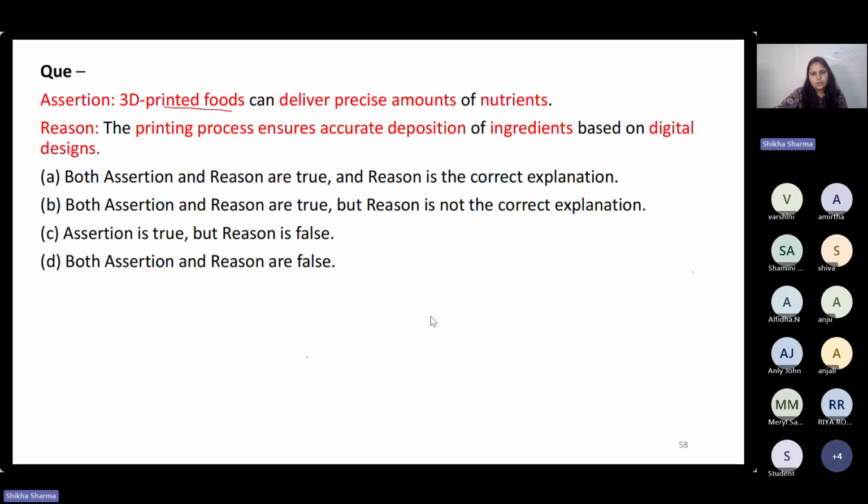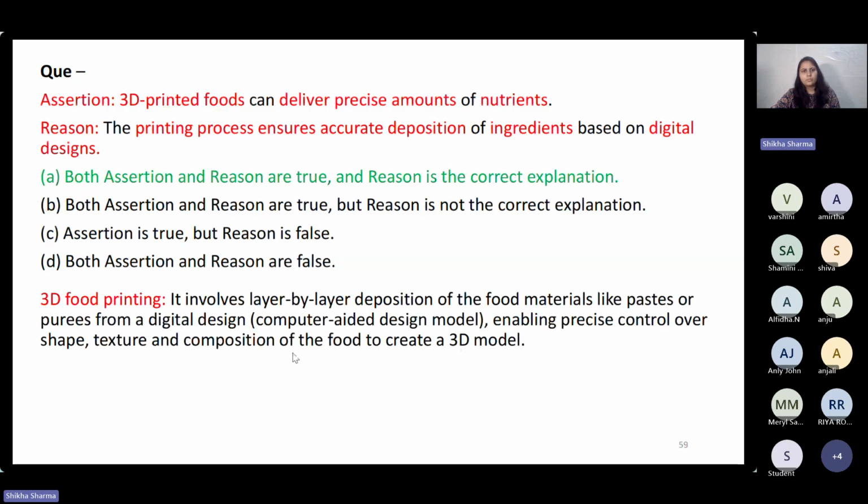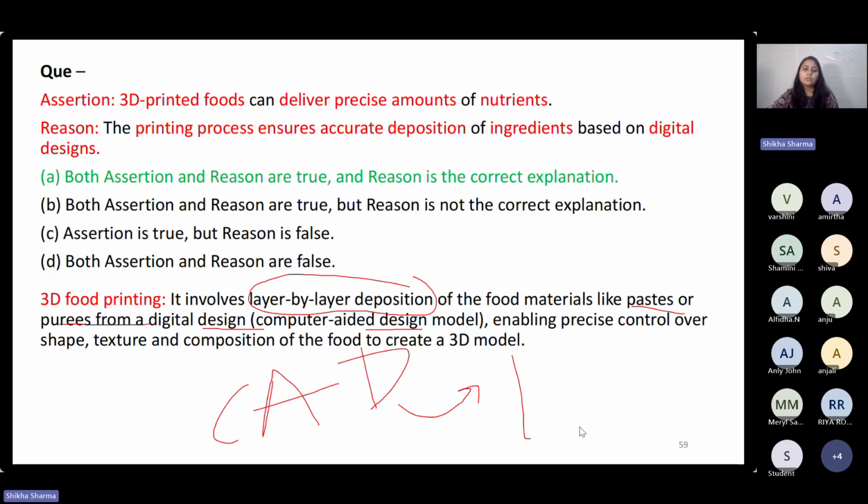Okay, Shiva, Aman, and Anju A. Okay, so you guys are correct. 3D food printing basically involves layer by layer deposition of food materials like pastes and purees from a digital design, like a computer aided design model. When we make the model initially, we use the CAD software and give the command to the 3D printer to print based on that model.